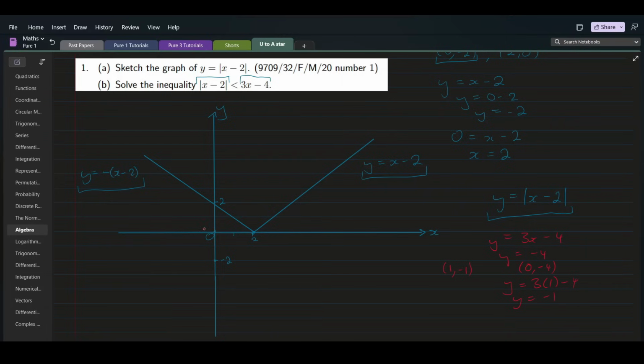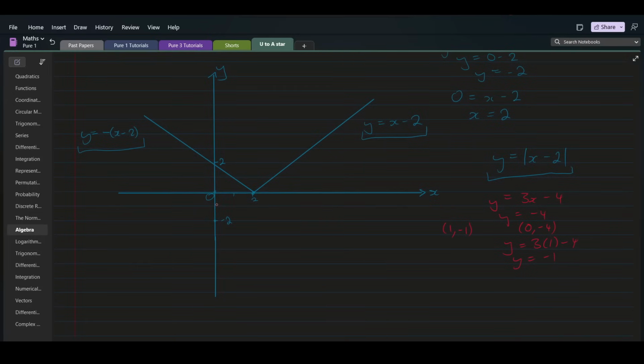So let's start with (0, -4). (0, -4) will be down here. 1, -1, -2, -3, -4. (0, -4) is this point over here, and then we have the point (1, -1). So 1 is here, -1 would be there. So this is the point, and then we are drawing our line through these points to look something like that. And this is the line of y is equal to 3x minus 4.